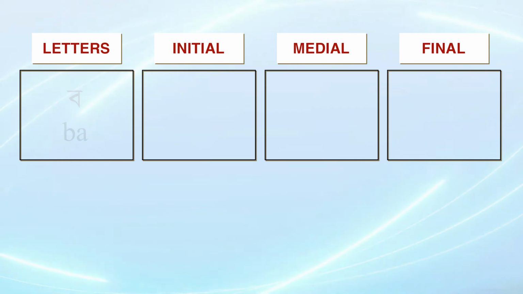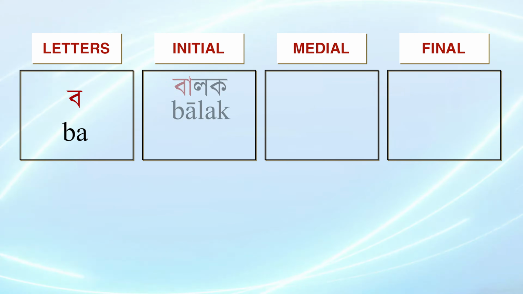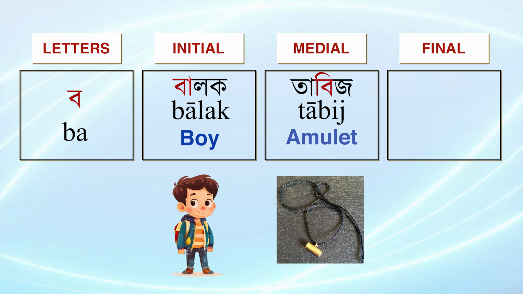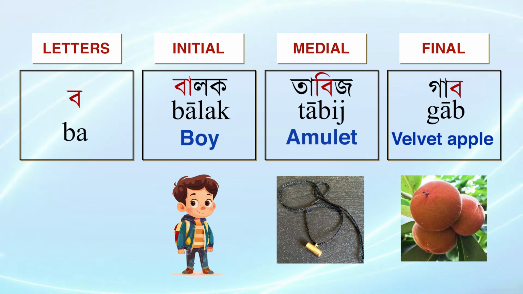Let's look at some examples using these letters. The first letter we have here is ba. In initial position, it can occur in balok, which means boy. In medial position, in tabij, which means amulet. And in final position, we have gab, which means velvet apple.